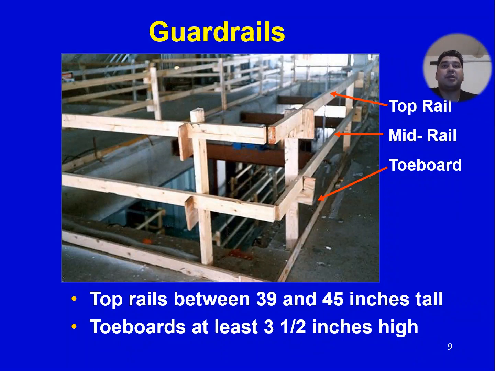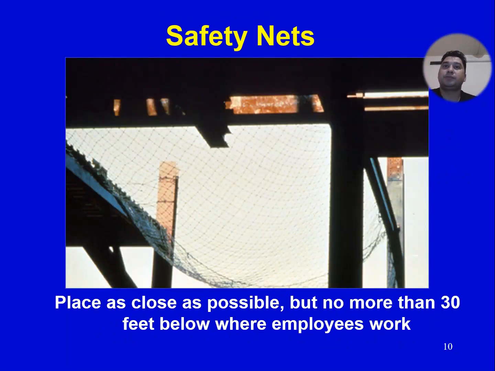Guardrails. In the guardrails, you can see here there are 3 layers: the top rail, the middle rail, and the toe board. Top rails should be between 39 and 45 inches tall, and toe boards should be at least 3 to 3.5 inches high. These are the requirements as per OSHA.